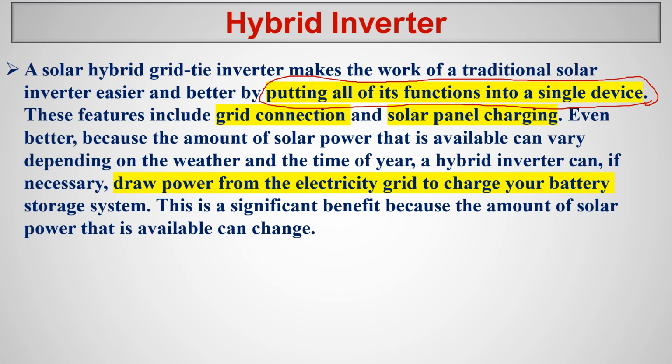Okay, and you can have a grid connection, you can have batteries, you can have diesel generators that also supply power to the house. Everything you can combine with a hybrid inverter. Draw the power from the grid to charge the battery. So all the combinations are possible in a hybrid inverter.